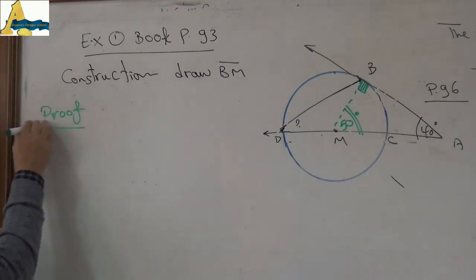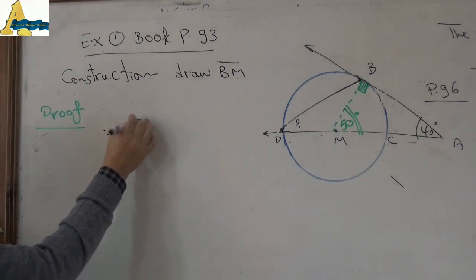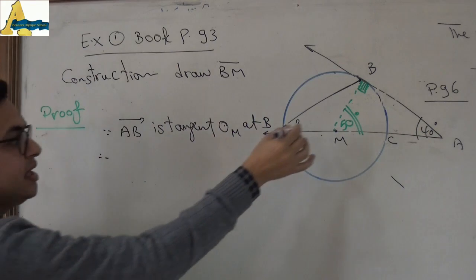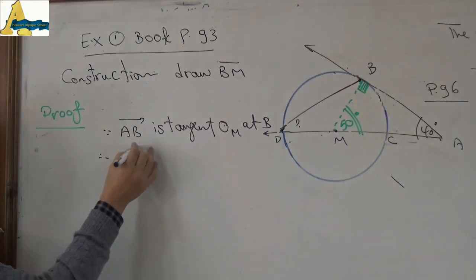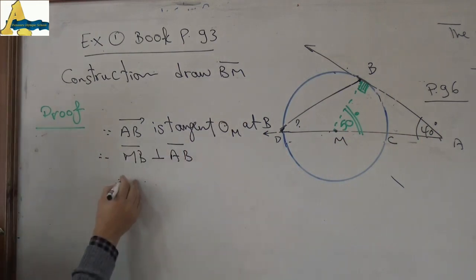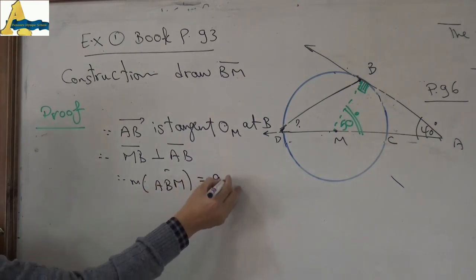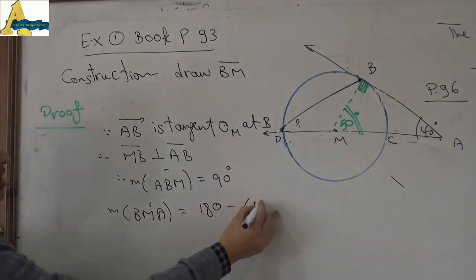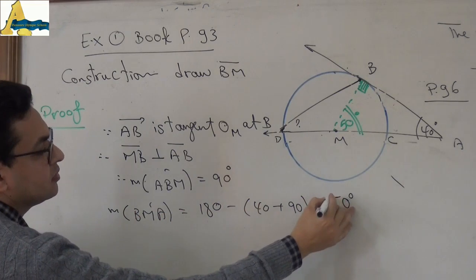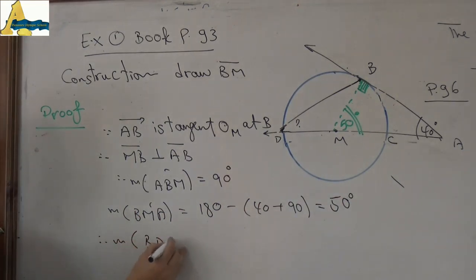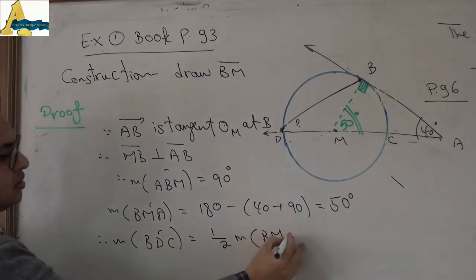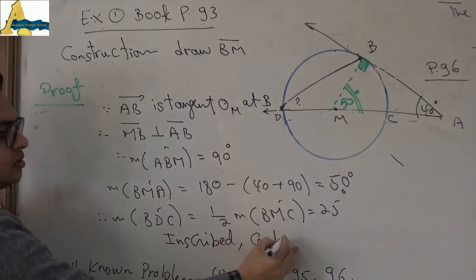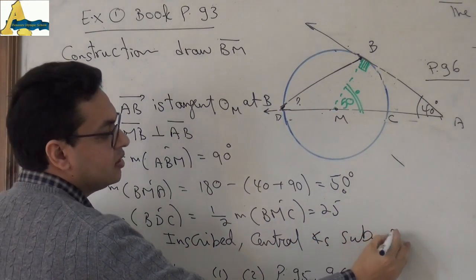Proof: since AB is tangent to the circle M at B, therefore MB is perpendicular to AB, as the radius is perpendicular to the tangent at the point of tangency, so the measure of angle ABM equals 90 degrees. The measure of angle BMA equals 180 minus the sum 40 plus 90, which equals 50 degrees. Therefore the measure of angle BDC equals half the measure of angle BMC, which equals 25, inscribed with central angles subtended by the same arc BC.